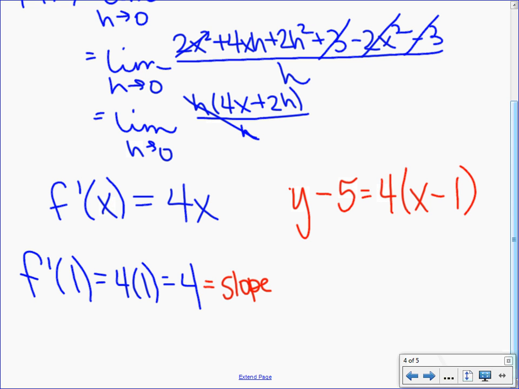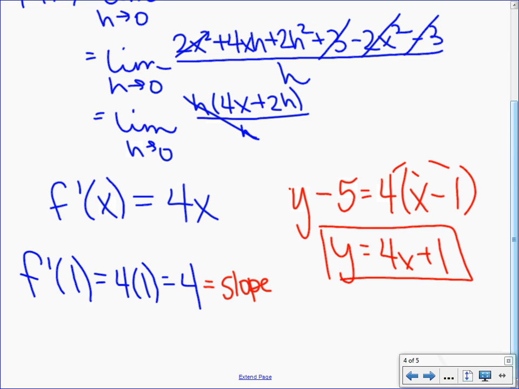If it wants it in slope-intercept form, what would we have to do? Distribute, and then add 5. So this would be 4x minus 4 plus 5. In calculus, for sure, we will leave them in point slope form. I can't remember what your book asks.